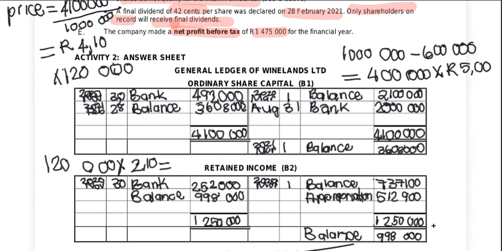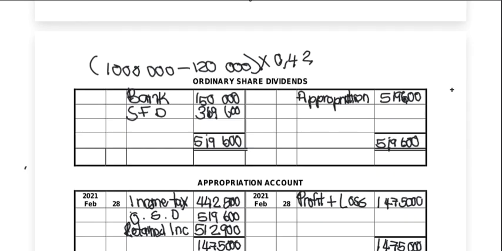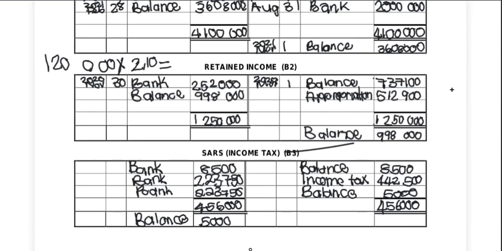And that's how you do your ledgers for companies. So it's ordinary share, retained income, SARS income tax, ordinary share dividends, and your appropriation account. So it does get harder. This is the simplest it can go. It does get harder with certain adjustments that they can use, or sometimes they don't give you these amounts, they give you other amounts, so you have to calculate. Sometimes they'll give you your provisional tax payments, and then you'd have to calculate your balance for SARS income tax.